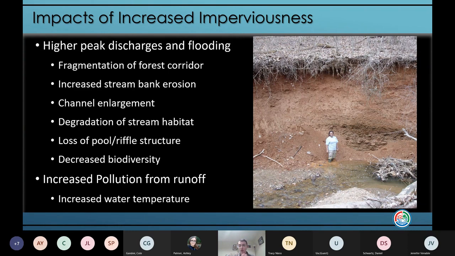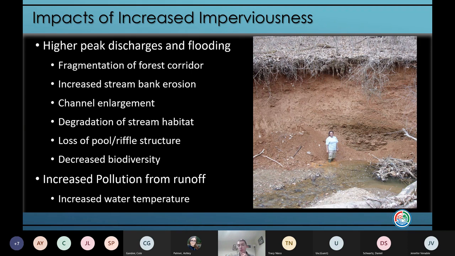So there's also increased pollution from runoff. As we increase the amount of impervious surfaces, we also increase the amount of runoff flowing into our streams, not only causing this erosion, but also carrying a lot of pollution with it, whether that is just litter that people have left out on the streets, soil from areas of construction, fertilizer from farmland or even just from yards, soap from car washes, anything like that flows into our streams and can increase the amount of pollution and also increases the water temperature.